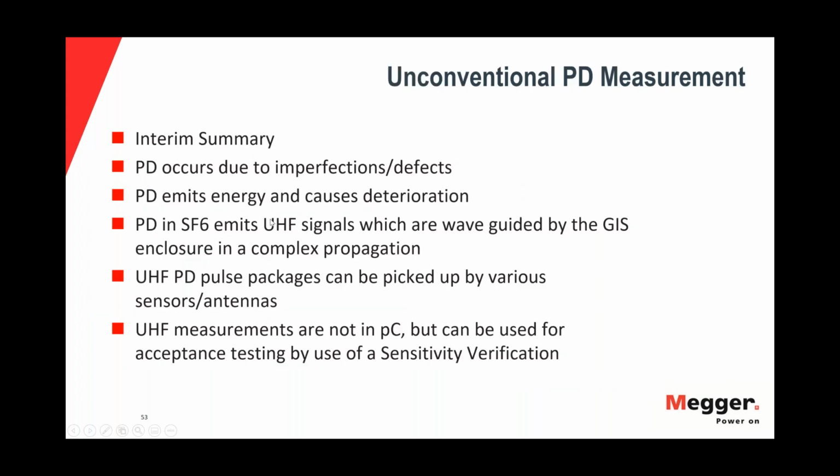Okay, so the summary basically of the unconventional method: PD occurs due to imperfection defects. PD in SF6 emits in the UHF range and is caused by PD pulse packages picked up by various antennas, and it cannot be in picocoulomb, only in dB microvolt or dBm.